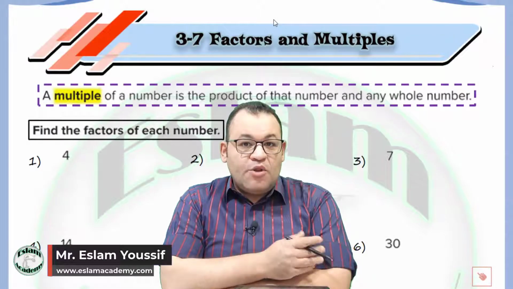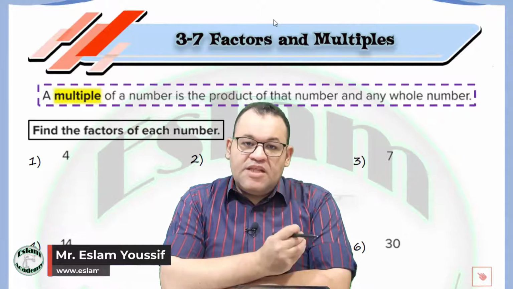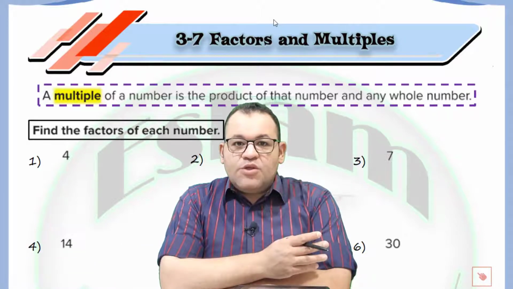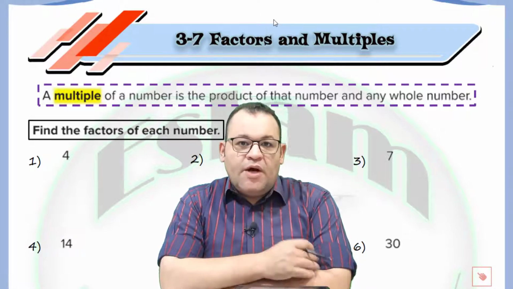In this video, we are talking about the factor and the multiple. At first, what is the meaning of the factor? What is the meaning of the multiple? That's what we will learn today. The factors are the two numbers that you multiply to find the product. And the product is the required number.